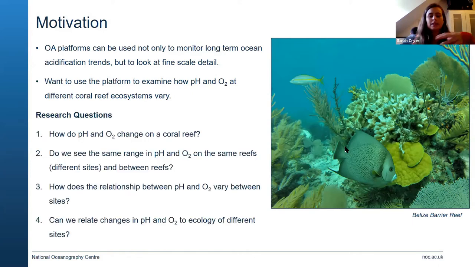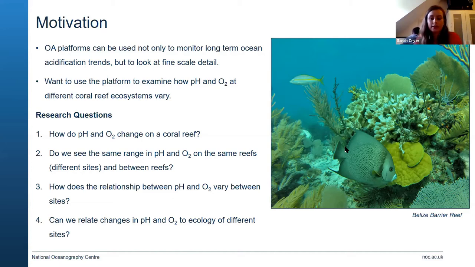This leads on to four main questions. We want to know, what are the pH and oxygen changes on coral reef? Do we see the same range in pH and oxygen on different reefs, or between sites on the same reef? How does the relationship between pH and oxygen vary at these different sites? And can we then relate the changes that we are seeing in pH and oxygen to the ecology of the different sites?